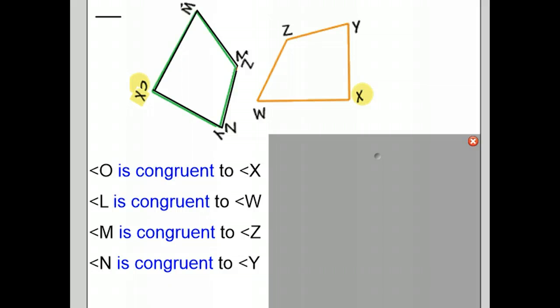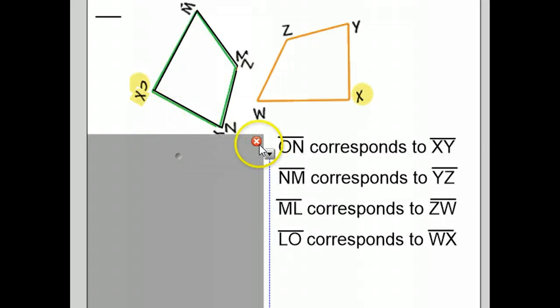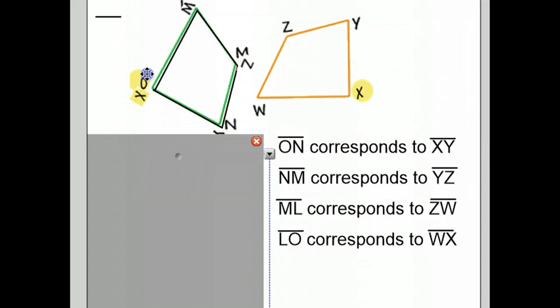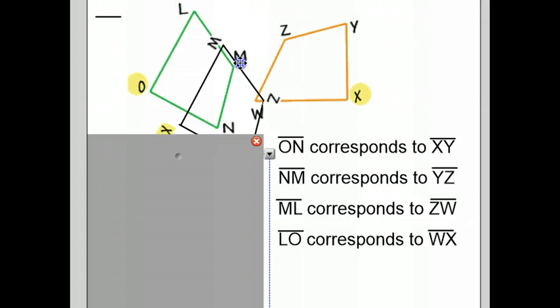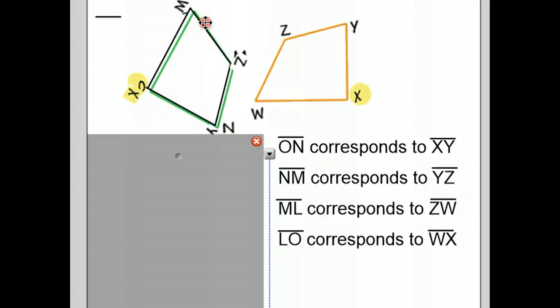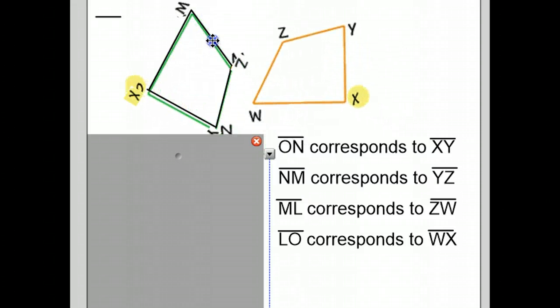Now let's look at the sides and see which are the corresponding sides, and also if the corresponding sides are congruent. Okay, as you can see, ON corresponds with XY, NM corresponds with YZ, ML corresponds with ZW, and LO, this one, corresponds with WX.